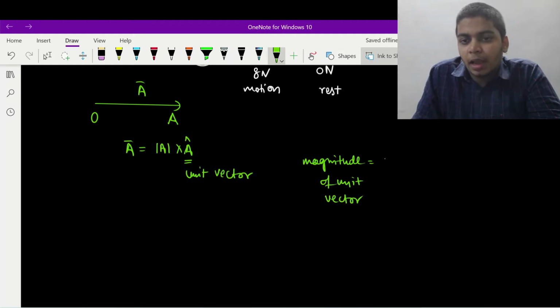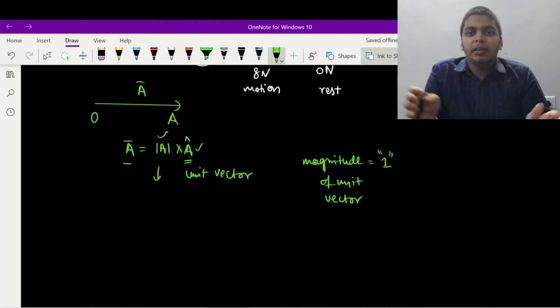And it actually decides the direction in which the vector is directed. So you see this vector A bar is nothing but magnitude times direction. A vector is always dependent on magnitude and direction. So mod A represents its magnitude, and A cap represents its direction.